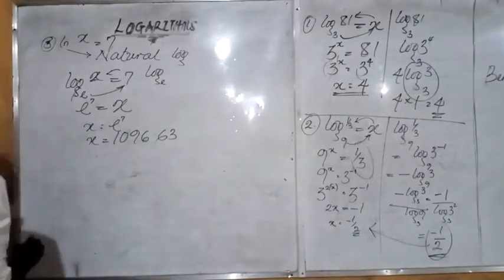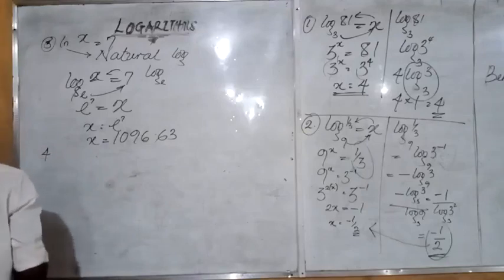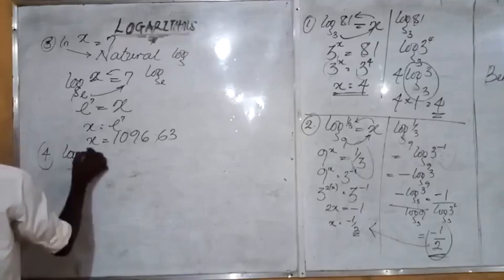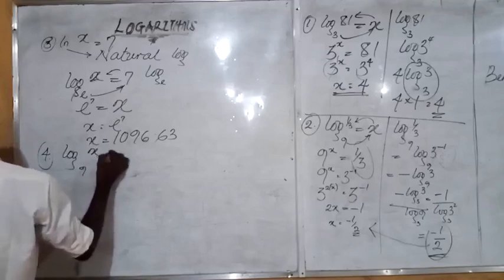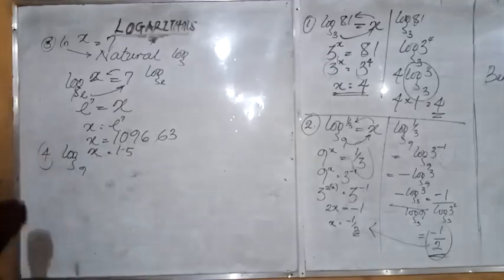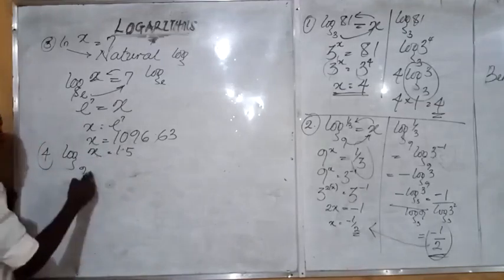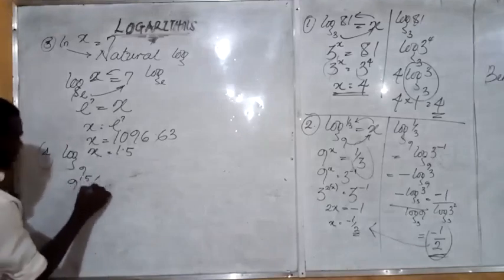Alright, let's solve one more question. Another question says that the log of x base 9 is equal to 1.5. Okay, so what does this mean? Alright, we're going to apply the same principle. This guy comes in, pushes this guy up. We have 9 raised to the power 1.5 is equal to x.